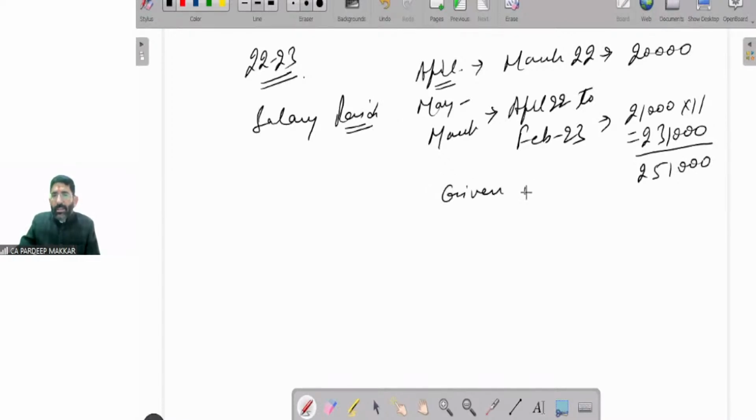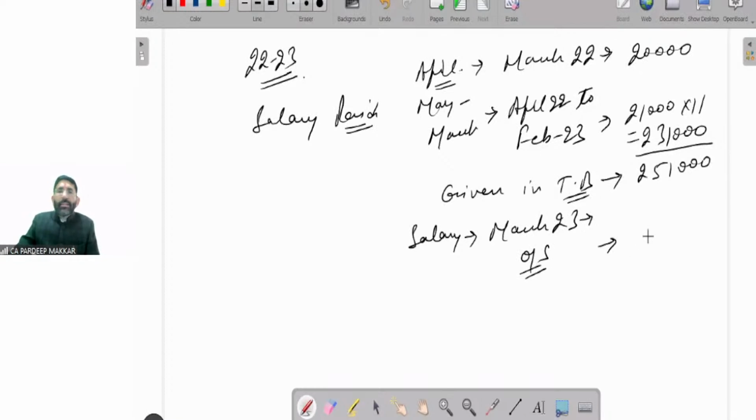Because in trial balance, the amount given is obviously the amount which is paid during the year. So you have paid 2,51,000. Even then, the salary for the month of March 23 is not paid, so this will be assumed as an outstanding amount, and hence the amount of rupees 21,000 will be assumed as outstanding for the year 22-23. This is outstanding for the current year 22-23. This is 21,000.